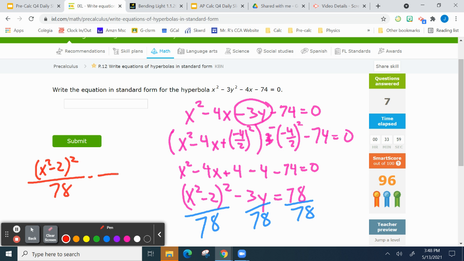So that's going to be over, that's going to be y. I dropped the y squared too, didn't I? That should have been 3y squared. 3y squared. And I missed it. It should have been in here and in here and then in here. Sorry about that. So that's going to be y squared over 26 equals 1.